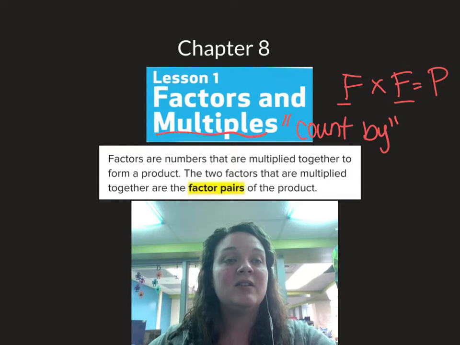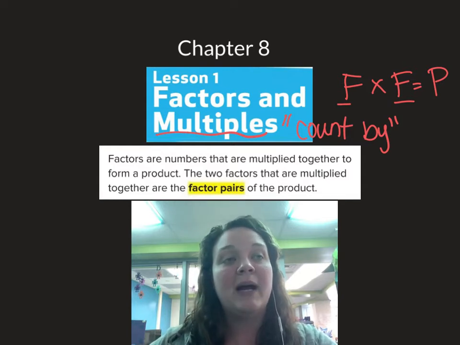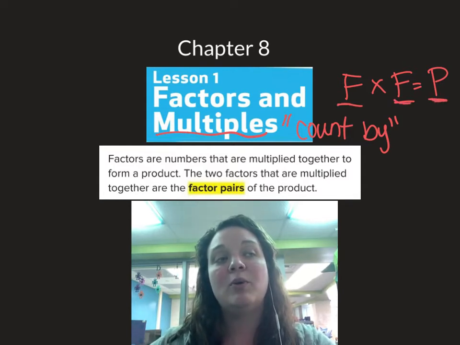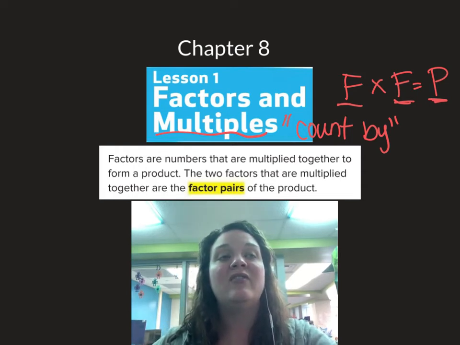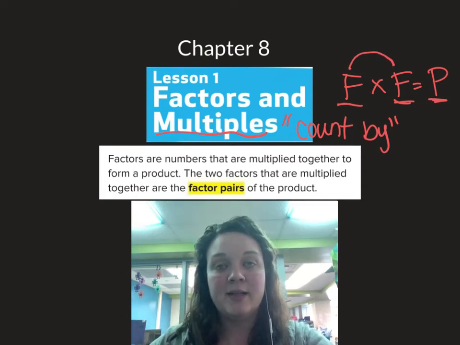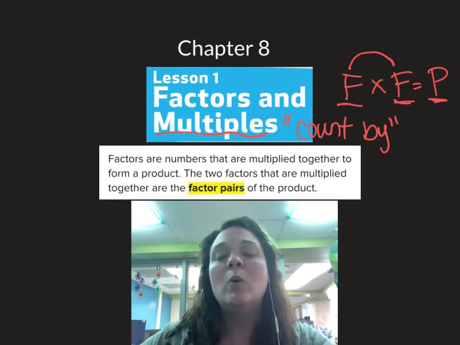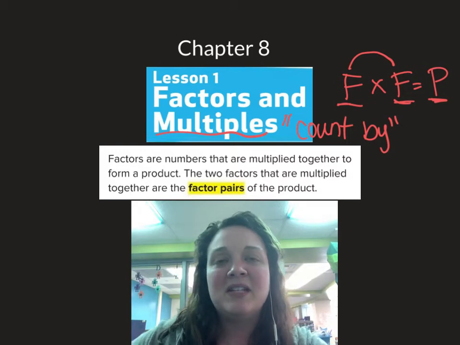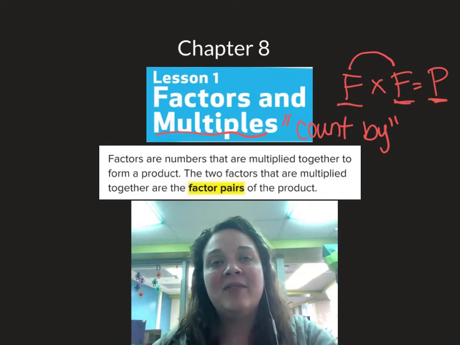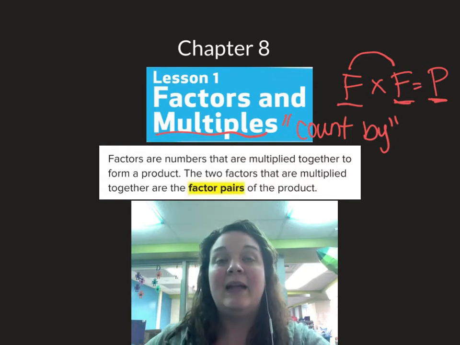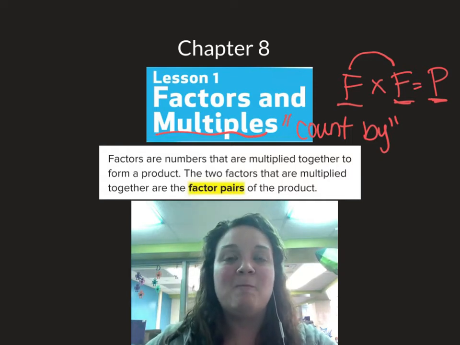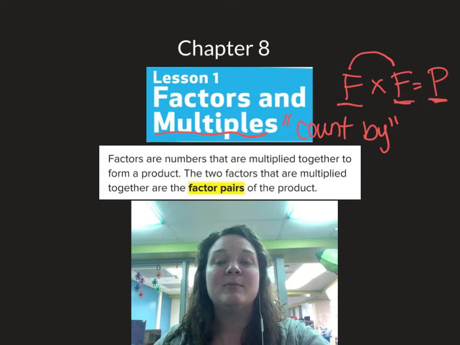So here it says factors are numbers that are multiplied together to form a product. Factor times factor equals product. The two factors that are multiplied together are called factor pairs. Now the only real reason we need to know that is they're going to ask you, what are the factor pairs of 72? So you have to be able to say, oh, I know 9 times 8 is 72. And then there are other factor pairs too. So we're going to dig into factors and multiples today.